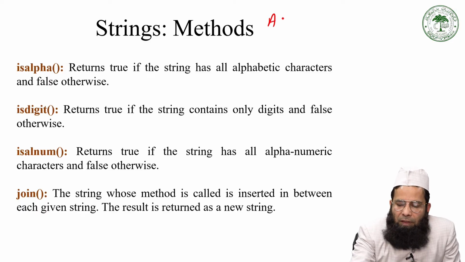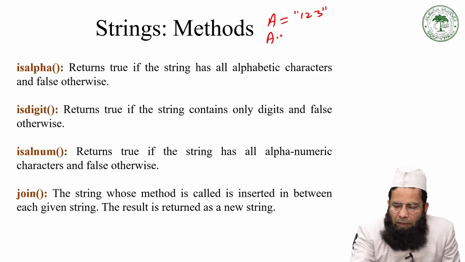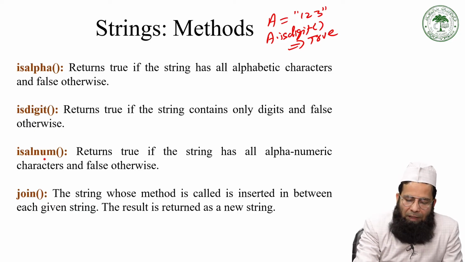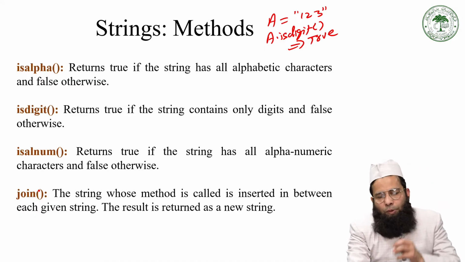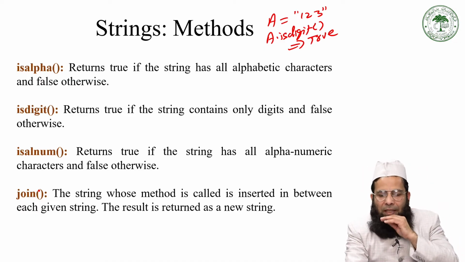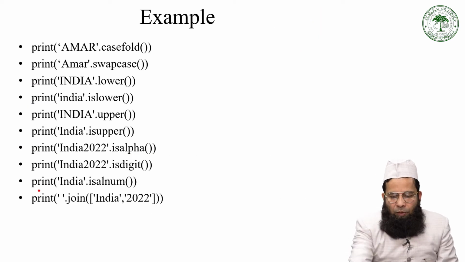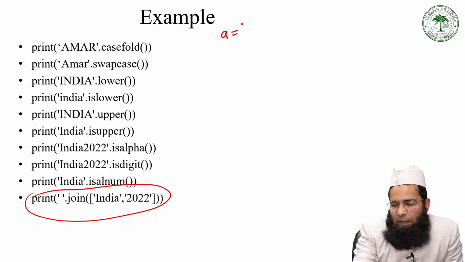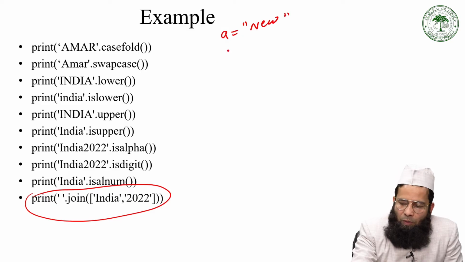Let's say I have a string 1, 2, 3. So a dot isdigit will actually give me true in this case. Similarly, isalnum: if we have an alphanumeric value, it will return true, otherwise it is false. Join is used to join two or more different strings. So these are certain examples here. Suppose I have here New, and there is one more string that is Delhi, and I want to join these two strings. So what will I write?